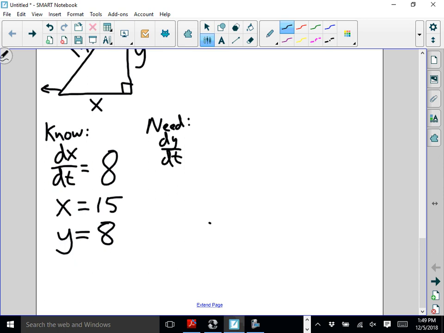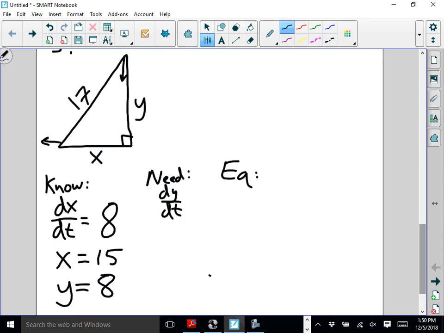Our equation, what relates those things? The reason I want you to label your picture well with variables for variables and constants for constants is we can write an equation as accurately as possible, right? Our equation has to be x squared plus y squared equals 17 squared.